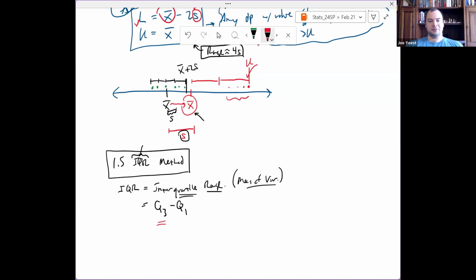So Q3 chops off the top 25%, and Q1 similarly chops off the bottom 25%. So Q3 and Q1 ought to be unaffected by outliers. We now have a measure of variation that importantly is robust to outliers.